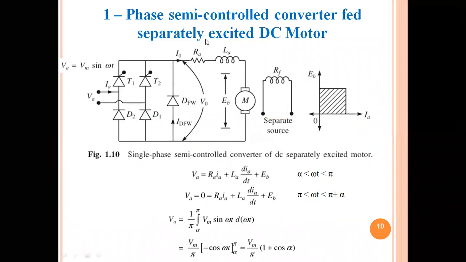Coming to the first topic in unit number 1, which is single phase semi-controlled converter fed separately excited DC motor. This is its circuit diagram of the single phase semi-controlled converter fed DC separately excited motor. And you can observe here the field is excited separately with the help of field winding. That is shown here.